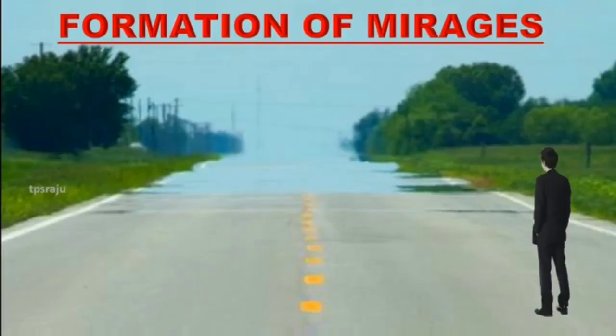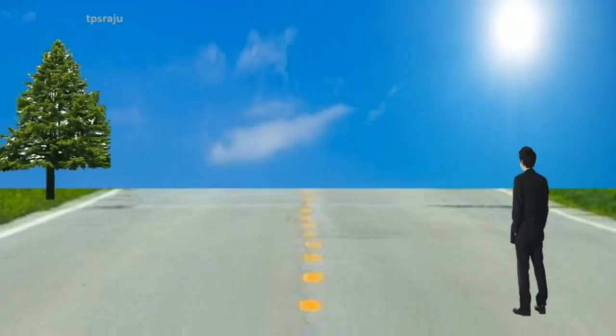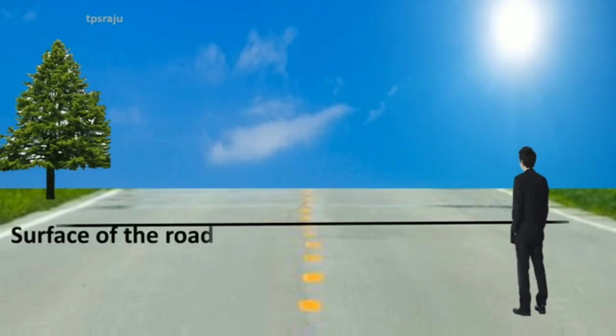Do you know about mirages? A mirage is an optical illusion where it appears that water has collected on the road at a distant place. But when we go there, we don't find any water. During a hot summer day, the air just above the road surface is very hot and the air at higher altitudes is cool. Here, hot air acts as the rarer medium, while cool air is the denser medium.